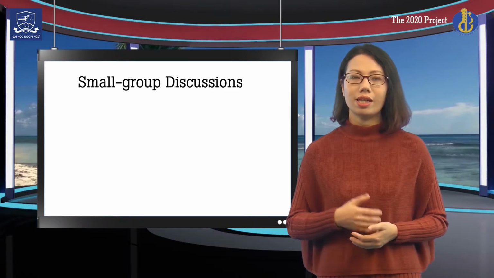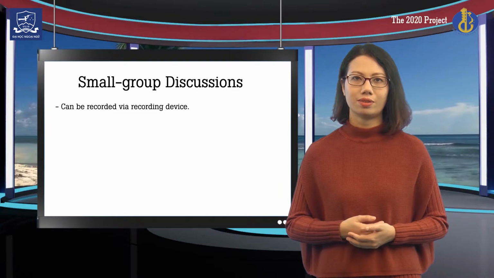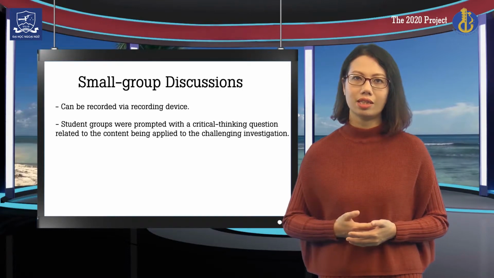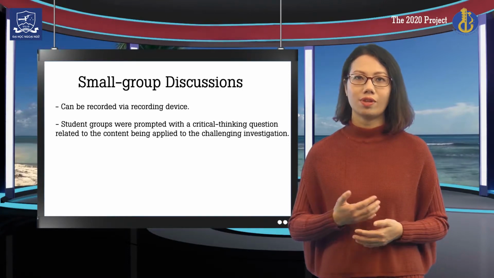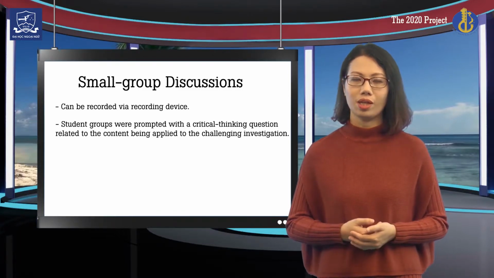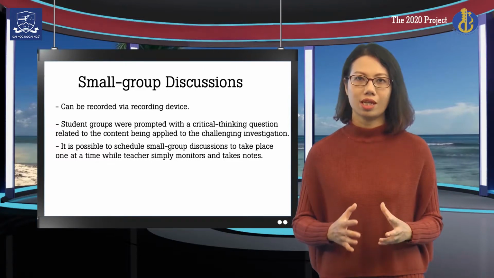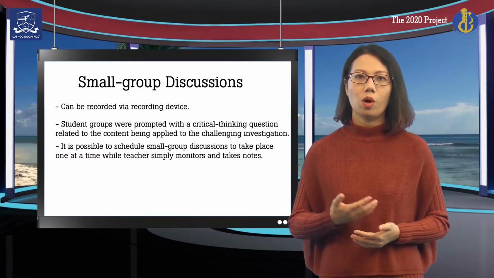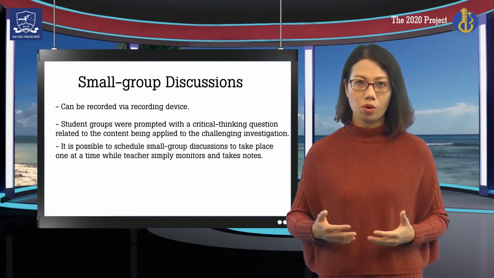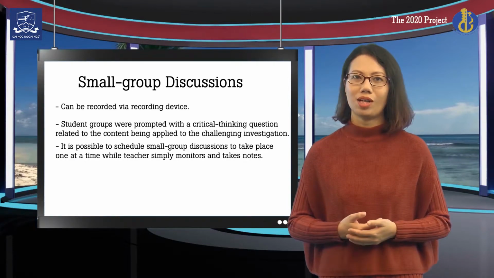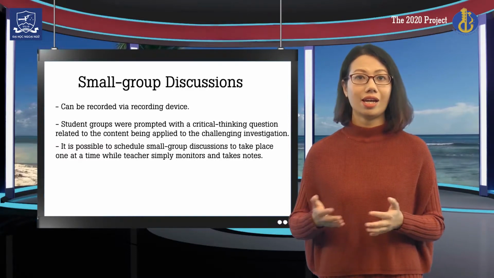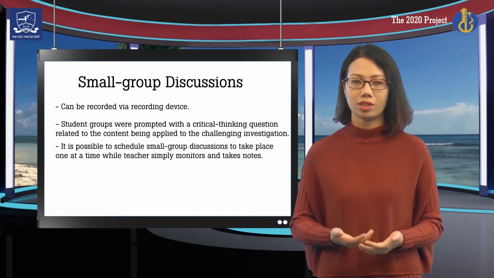Small group discussions can be recorded via recording device. Student groups are prompted with a critical thinking question related to the content being applied to the challenging investigation. If an online tool or recording device is not available, it is possible to schedule small group discussions to take place one at a time while you simply monitor and take notes. This method certainly involves more logistical planning, but it can be accomplished. One group could meet while the other groups are engaged in another segment of the challenging investigation, for example.